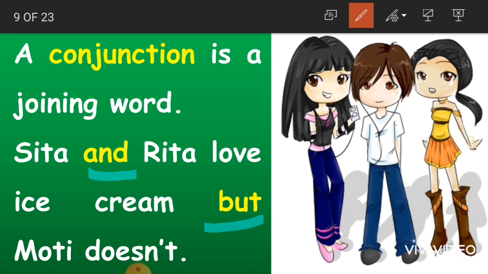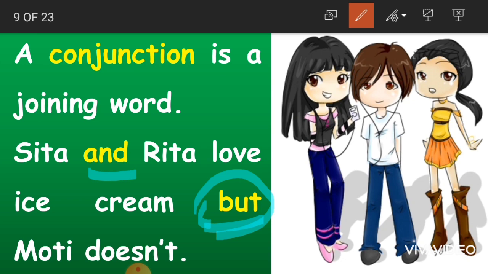Sita and Rita both love ice cream, but Moti does not. So and, but, where they add connectivity, those words become conjunctions. Understood, children? So here actually we have two sentences. For example, Sita and Rita love ice cream, Moti does not. The first one is Sita and Rita love ice cream. The second one is Moti does not. But if you want to make these two sentences into one sentence, then you can just add this but and join these two sentences.